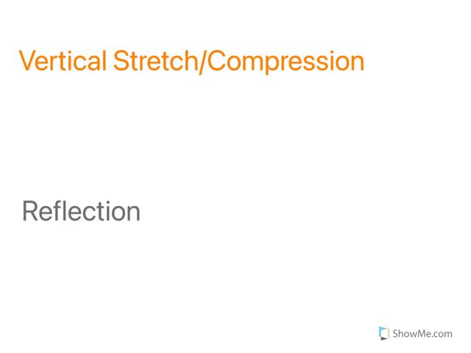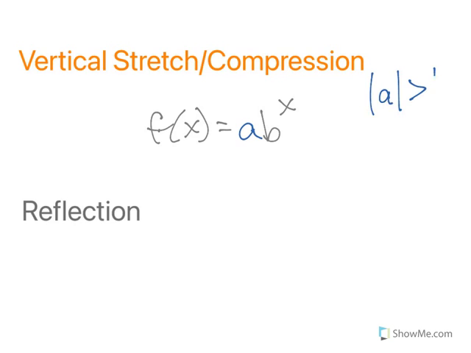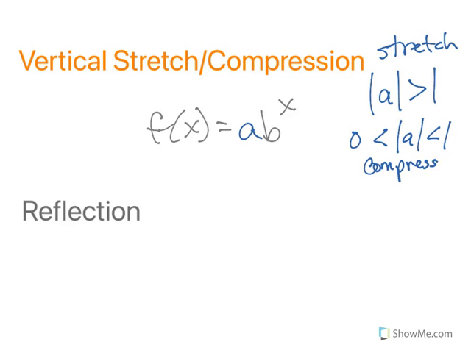A vertical stretch or compression. Now, that gives us the a value in front. So if we have a b to the x, that a tells us if we have a vertical stretch or compression. Now, if the absolute value of a is greater than 1, it's going to be a stretch, okay? Which means it's going to kind of be elongated. It's going to look taller a little bit. And if the absolute value of a is between 0 and 1, so we're talking like a fraction here, then that's going to be a compression. So it's going to be kind of smushed, if you think about what that looks like in your head.